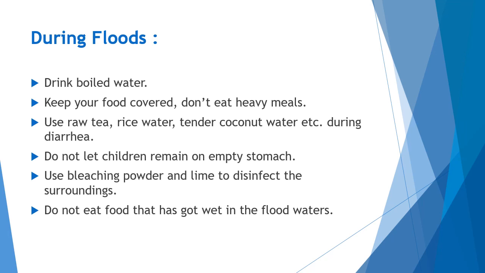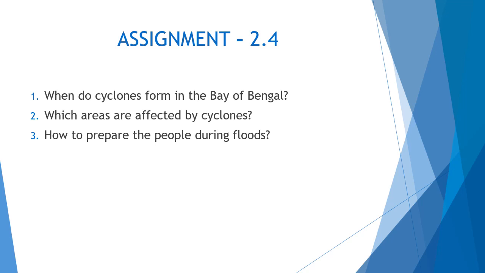Okay, this is the topic for today. Now it is time for the assignment. When do cyclones form in the Bay of Bengal? That is June to November. Which areas are affected by cyclones? Coastal areas. How to prepare the people during floods, meaning what precautions we have to take. It is mentioned in that topic I taught. You can do the answers.